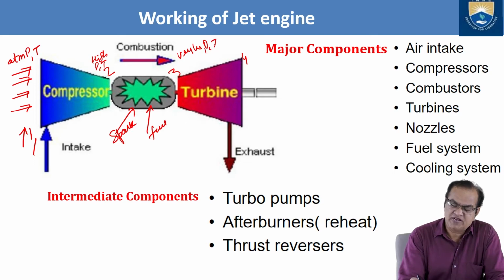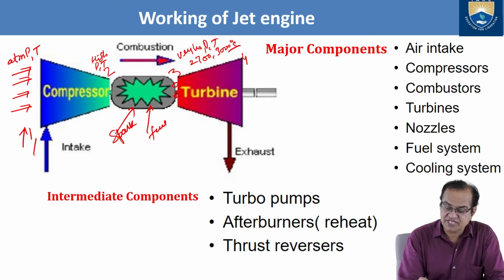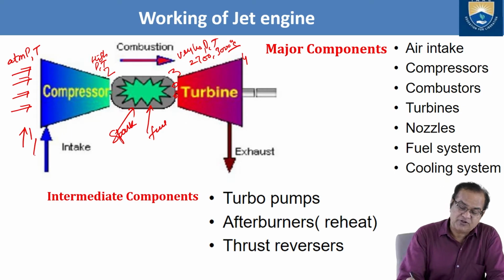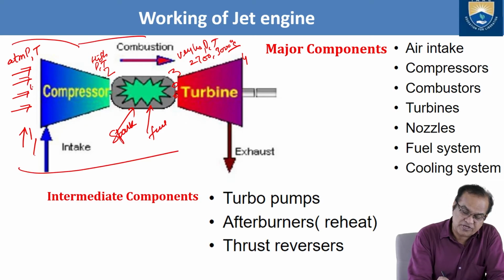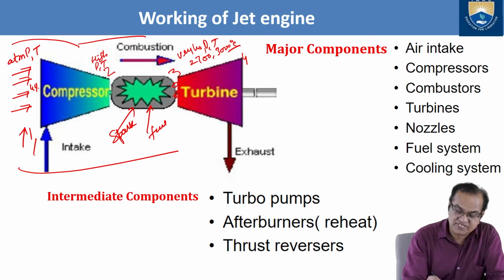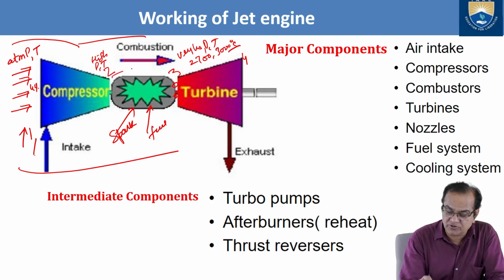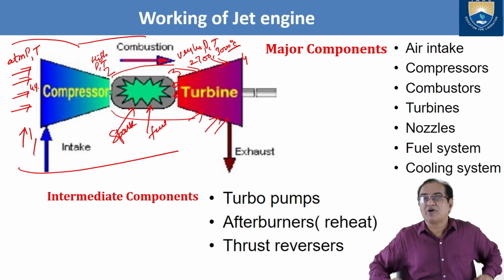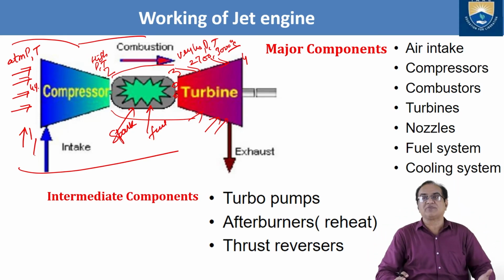The temperature may be 2700 to 3000 degrees centigrade. At this temperature and pressure it enters the turbine. But before that, I told you that the total air is not going for burning. Only 40% is entering here. A part of the air will go above this, not burned, and will start cooling the turbine blades. In this way, air is used for burning, and air is also used for cooling of the system.